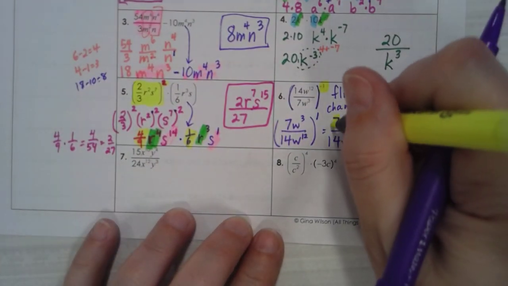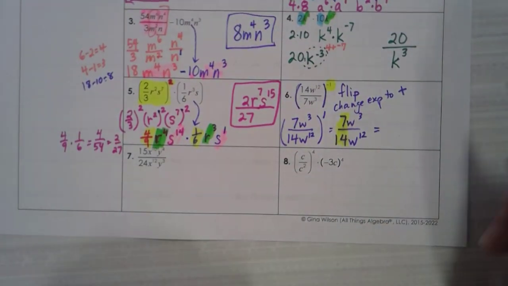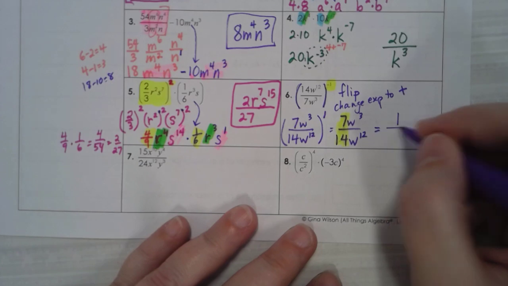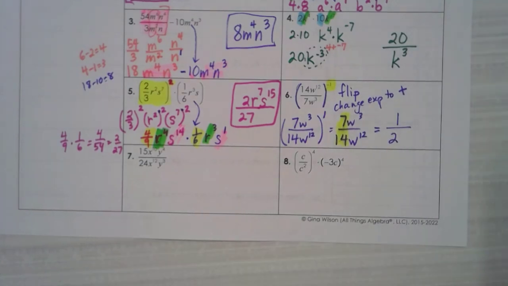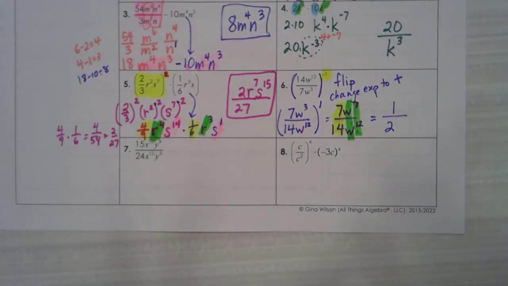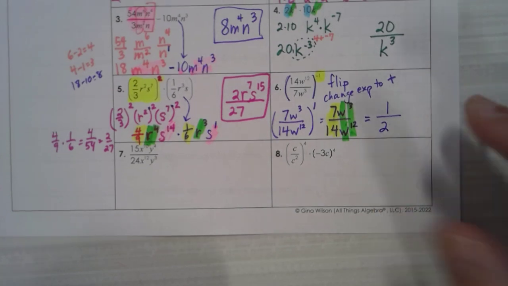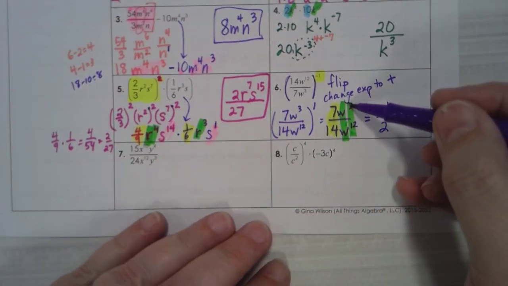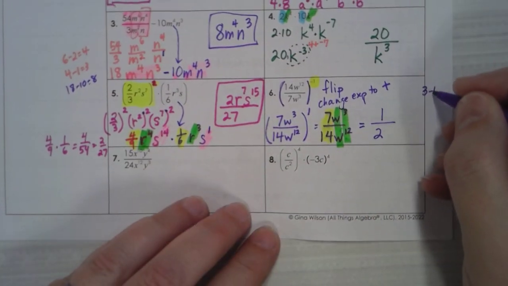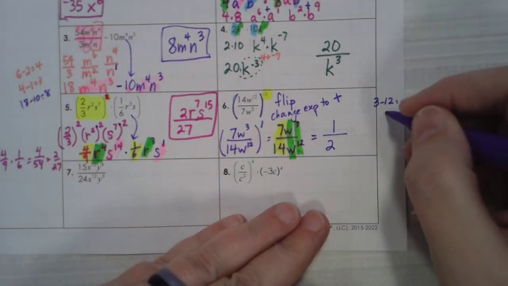And now I'm going to check my numbers. I got these big numbers in the front, the coefficients. That says 7 over 14. 7 over 14 is the same as 1 over 2. And then I have these w's, one on top, one on bottom. So what are we going to do to those exponents? When you have one on top and one on bottom, you subtract them, starting with the top. So we're going to do 3 minus 12, which gives us negative 9.